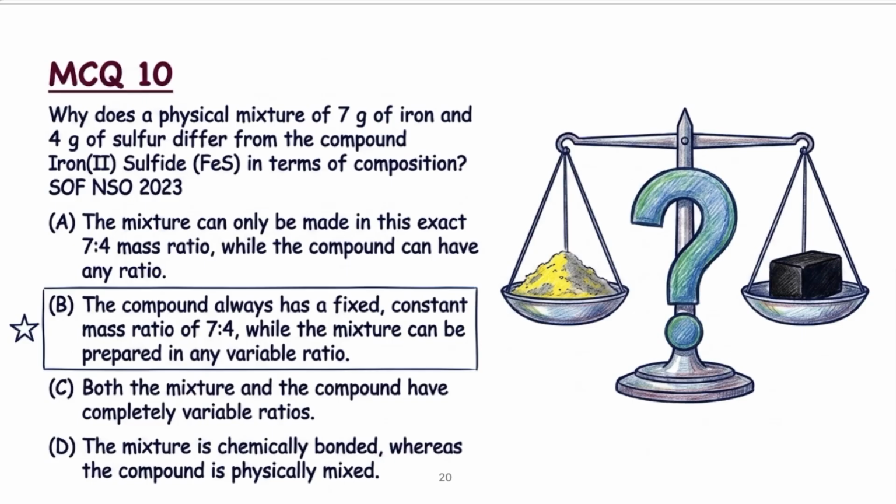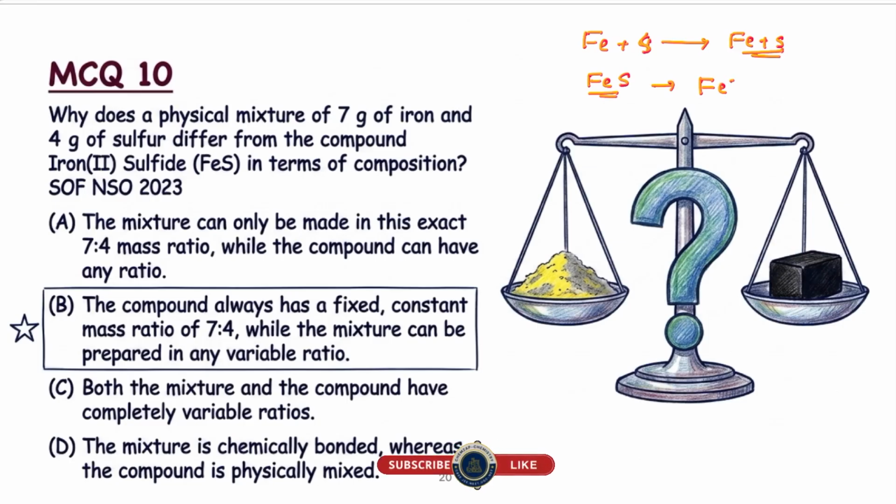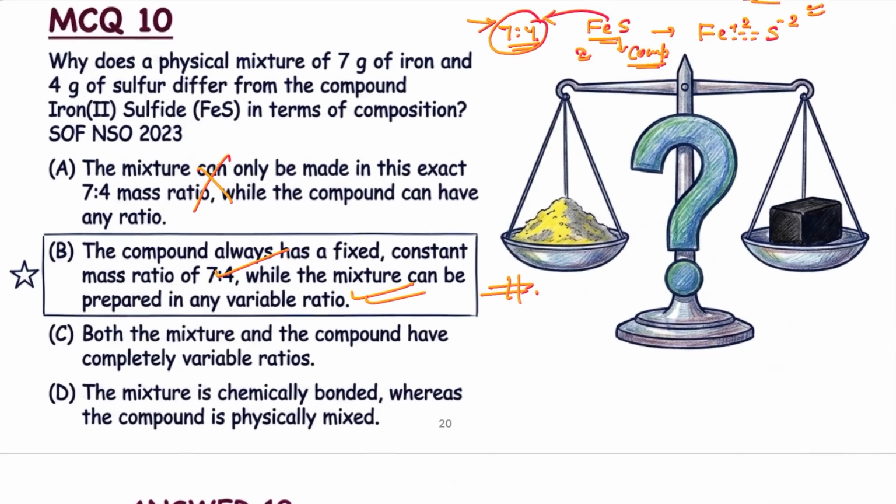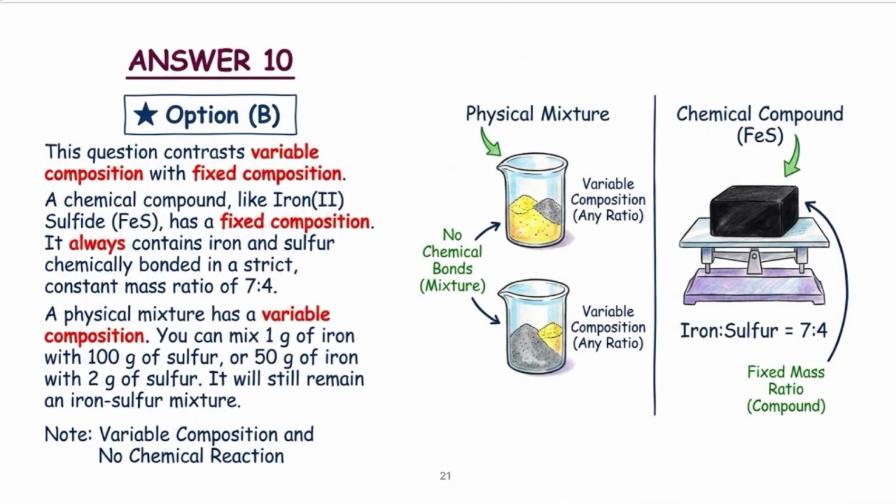Question number 10. Why does a physical mixture of 7 gram of iron and 4 gram of sulfur differ from the compound iron sulfide in terms of composition? The reason is that when you mix 7 gram of iron with 4 gram of sulfur without any chemical bond formation, it is a mixture of iron and sulfur. But ferrous sulfide has a chemical bond between the ferrous ion and the sulfide ion, and because of that, ferrous sulfide is a compound. So in this compound, the ratio of iron and sulfur is fixed. The stoichiometric ratio is fixed.